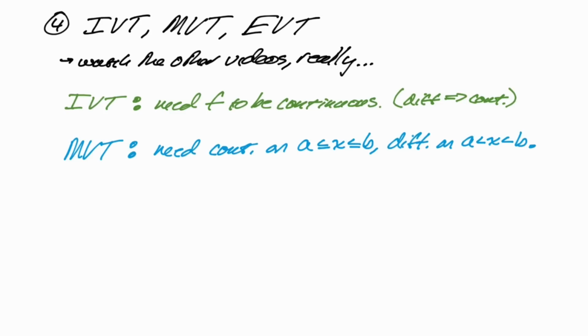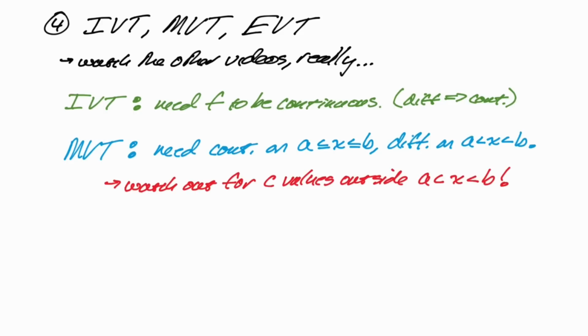The other thing I would suggest on multiple choice more than anything else is watch out for C values that are outside of the interval from A to B. Those are not guaranteed, and so when the question says how many values of C are guaranteed by the mean value theorem, it's only the ones between A and B. So if you have one outside of that, you just discard it for those purposes.